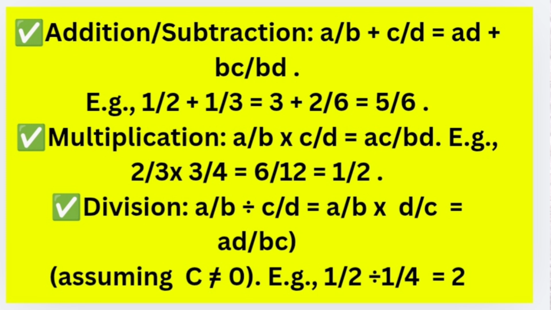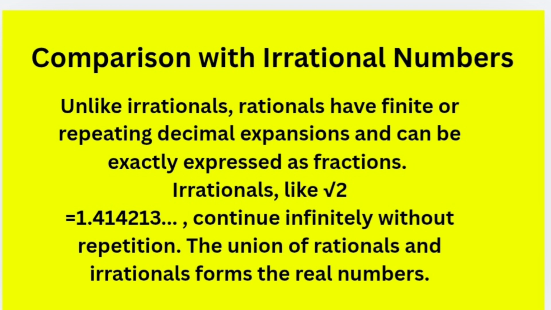These operations preserve rationality. Comparison with irrational numbers. Unlike irrationals, rationals have finite or repeating decimal expansions and can be exactly expressed as fractions. Irrationals like the square root of 2, which equals 1.414213..., continue infinitely without repeating. The union of rationals and irrational numbers forms the real numbers.